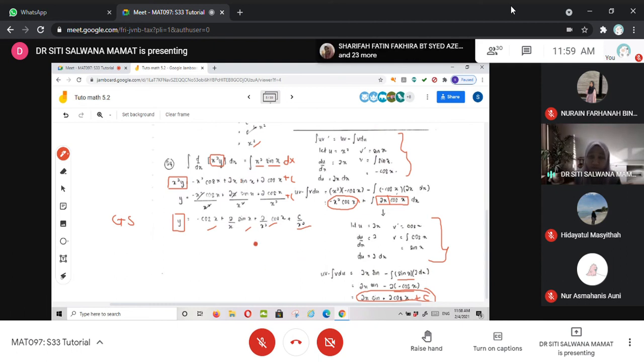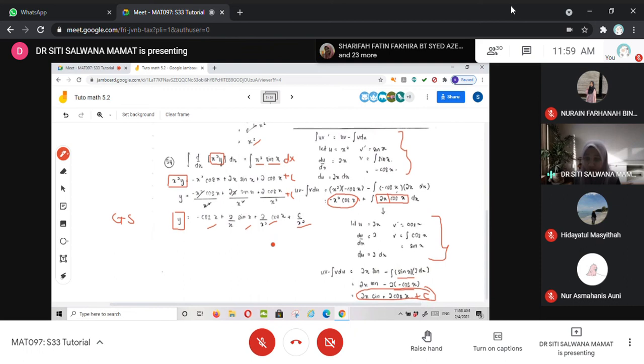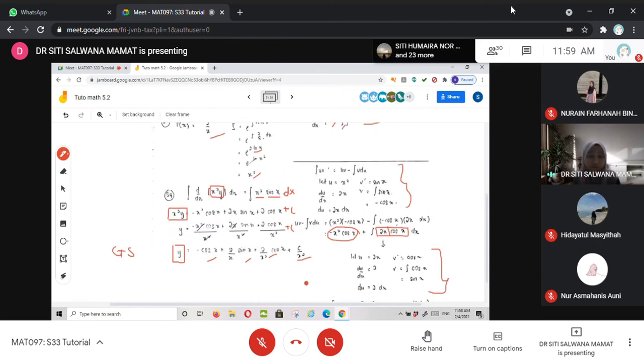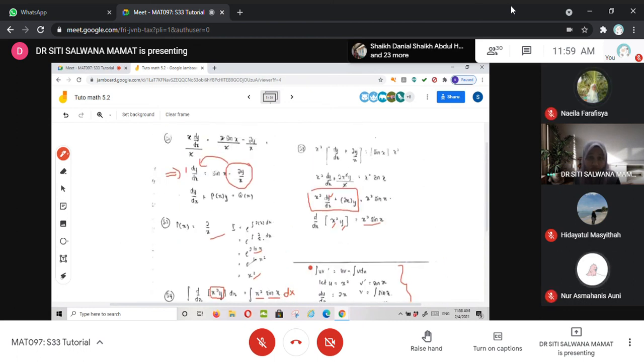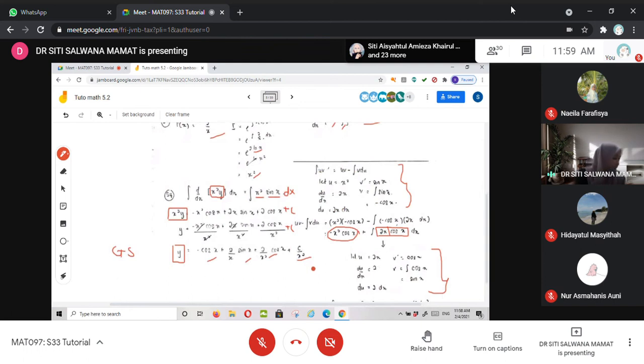Okay, boleh ke? Boleh tak? So the rest dapat sama tak? Yang ni sama tak? You punya general solution? Okay, sama kan? This is question number 5.